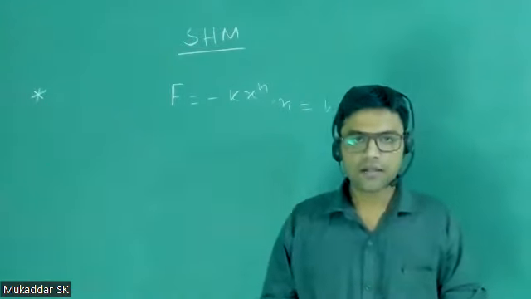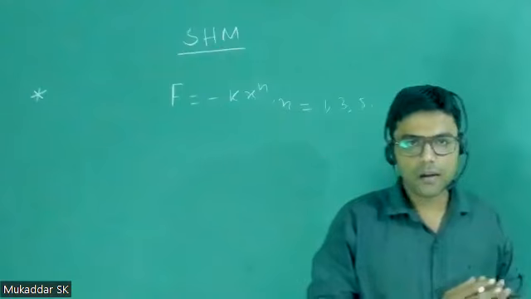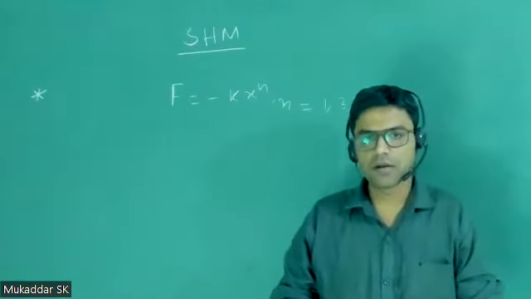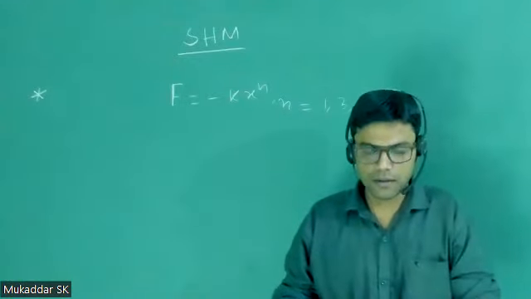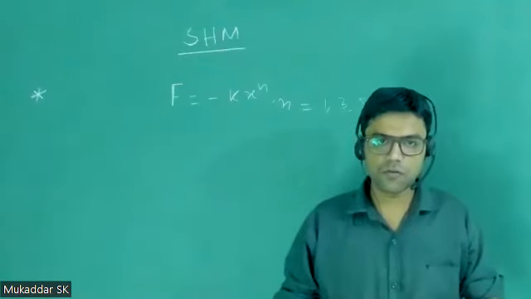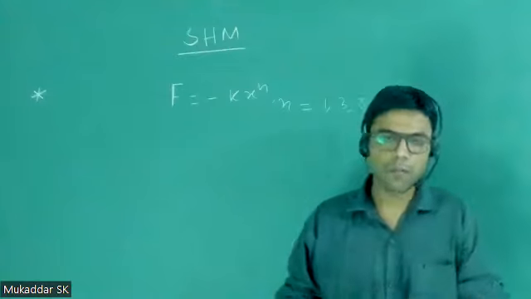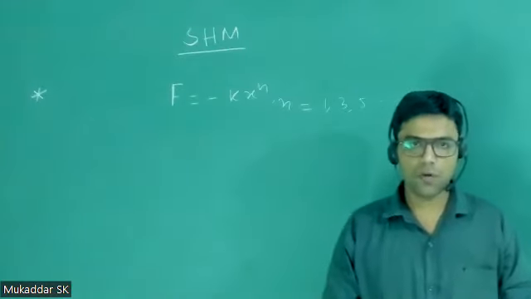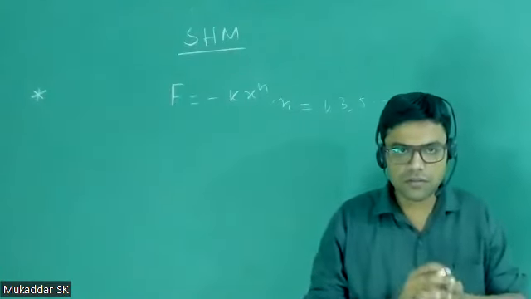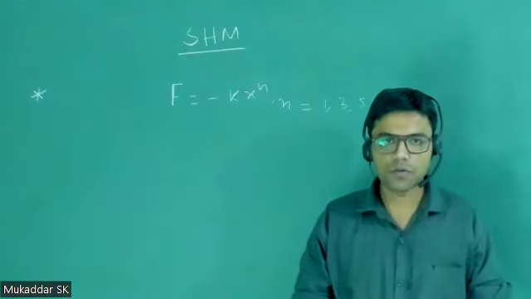And you have noticed that at the extreme position, the velocity will be 0, but acceleration will be maximum. But at the mean position, the velocity of the particle in simple harmonic motion will be maximum, but acceleration will be 0. The same is true for kinetic energy: it will be maximum at the mean position, but 0 at the extreme point. Potential energy will be maximum at the extreme point because it is proportional to x square, where x is the displacement, and it is 0 at the mean position.